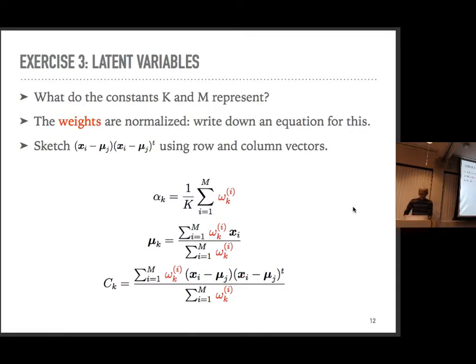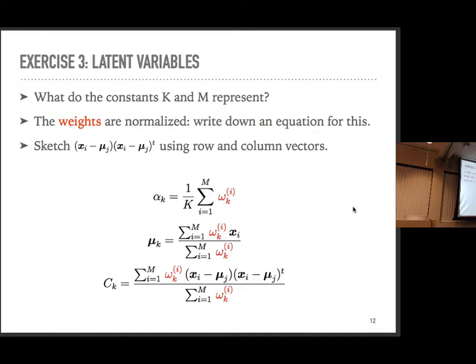Yes, because n is the length of each weight, right? So n is the number of tags. K. Oh, right, because you're summing them. Alpha is the weight of something. So the little k represents which Gaussian, which individual Gaussian you're referring to.